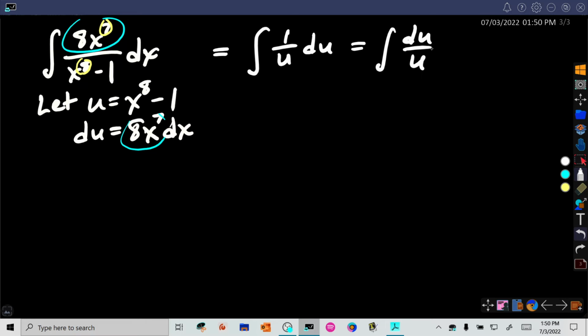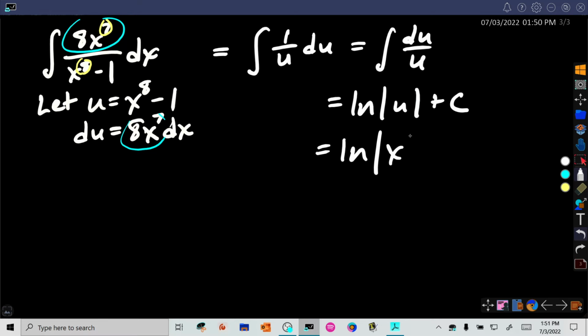But this thing actually is literally just the natural log of the absolute value of u plus c. Okay? And then we can go back and redo our substitution here. So this is going to become ln of the absolute value of x to the 8th minus 1 plus c. Many of these problems, if I'm being honest, they work out kind of nicely, and that's intentional.